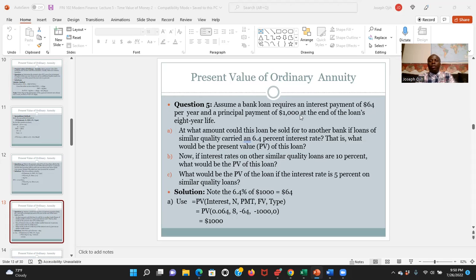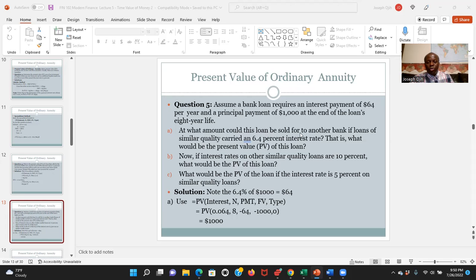So that means with the bank loan, they give you the loan, and there's a principal payment of $1,000, then $64 per year for those 8 years. The next one is the timing. The payments are at the end of each year, so it's an ordinary annuity, type 0. So let us put these things in.